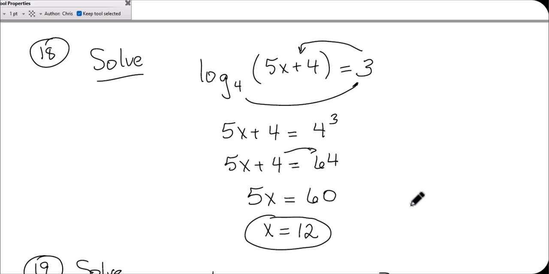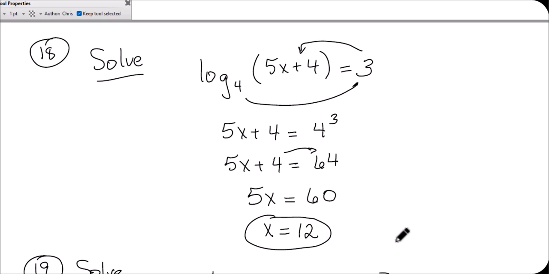Let's see. I have log of something equals a number. That's just our basic property. And so 4 cubed must be the stuff on the inside. 4 cubed is 4 times 4 times 4, so 64. Move the 4, and so I get a 60, and then divide both sides by 5, and I get x equals 12.